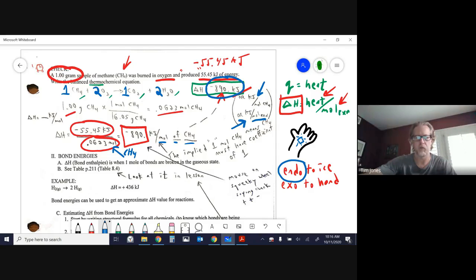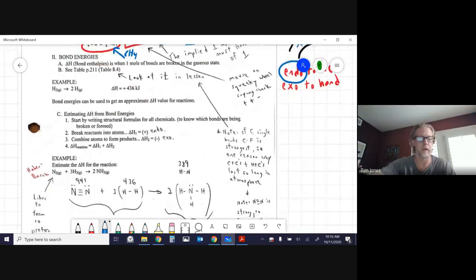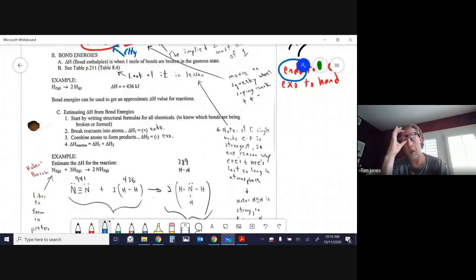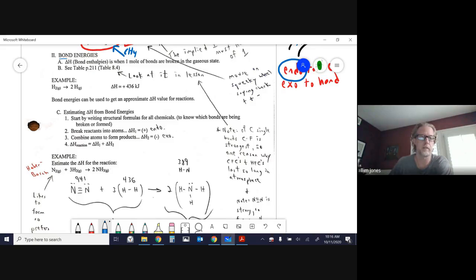One way to find the delta H of a reaction, or a bond energy, if you know the delta H, is to look at what are called individual bond energies. I need a smaller pen here. So this means individual bonds, or as it says here, bond enthalpies. In this case, we're going to look at every covalent bond in the molecule.